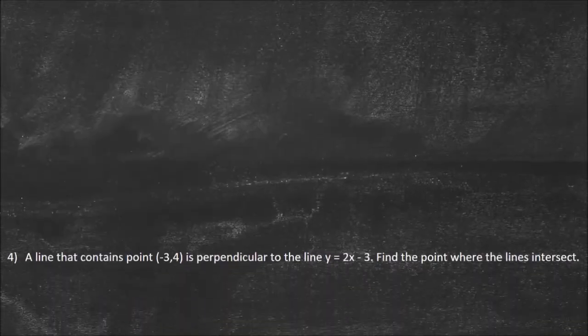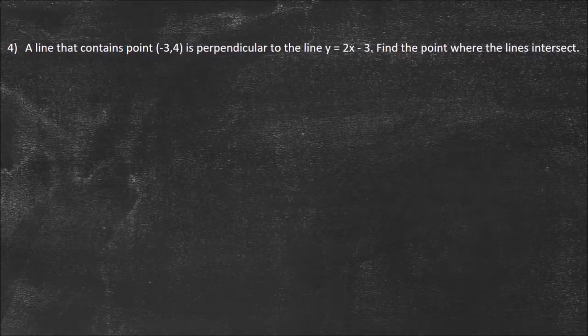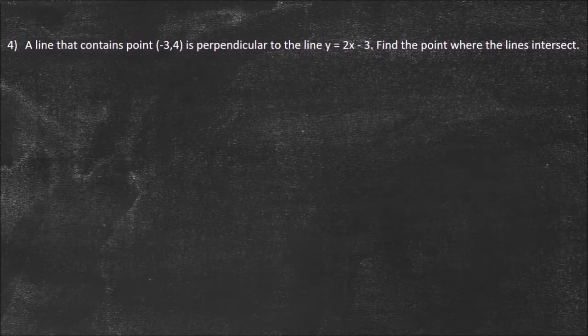And I believe we have another one here. Okay. A line that contains the point (-3, 4) is perpendicular to the line y equals 2x minus 3. Find the point where the lines intersect. So we want to know where the lines intersect. Well, I need to figure out what this other line is, the line that's perpendicular to that line. That's my first step, and then I need to find where they intersect. But I can't figure out where two lines intersect if I don't even know what the other line is, so I need to find that first.